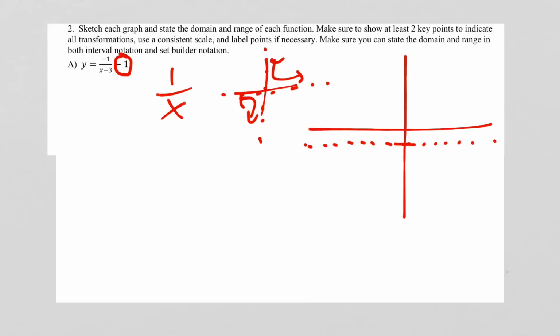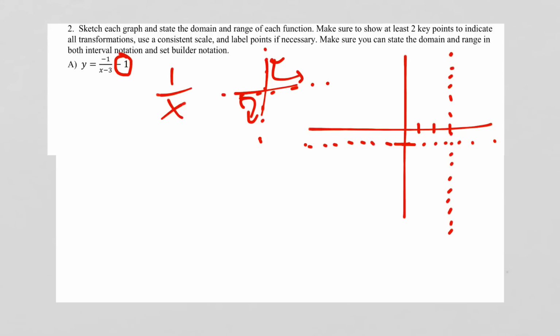Well, what about that vertical asymptote? That x minus 3 in the bottom there, that is shifting my vertical asymptote to the right 3. So let's go 1, 2, 3. Okay, that is a great start.